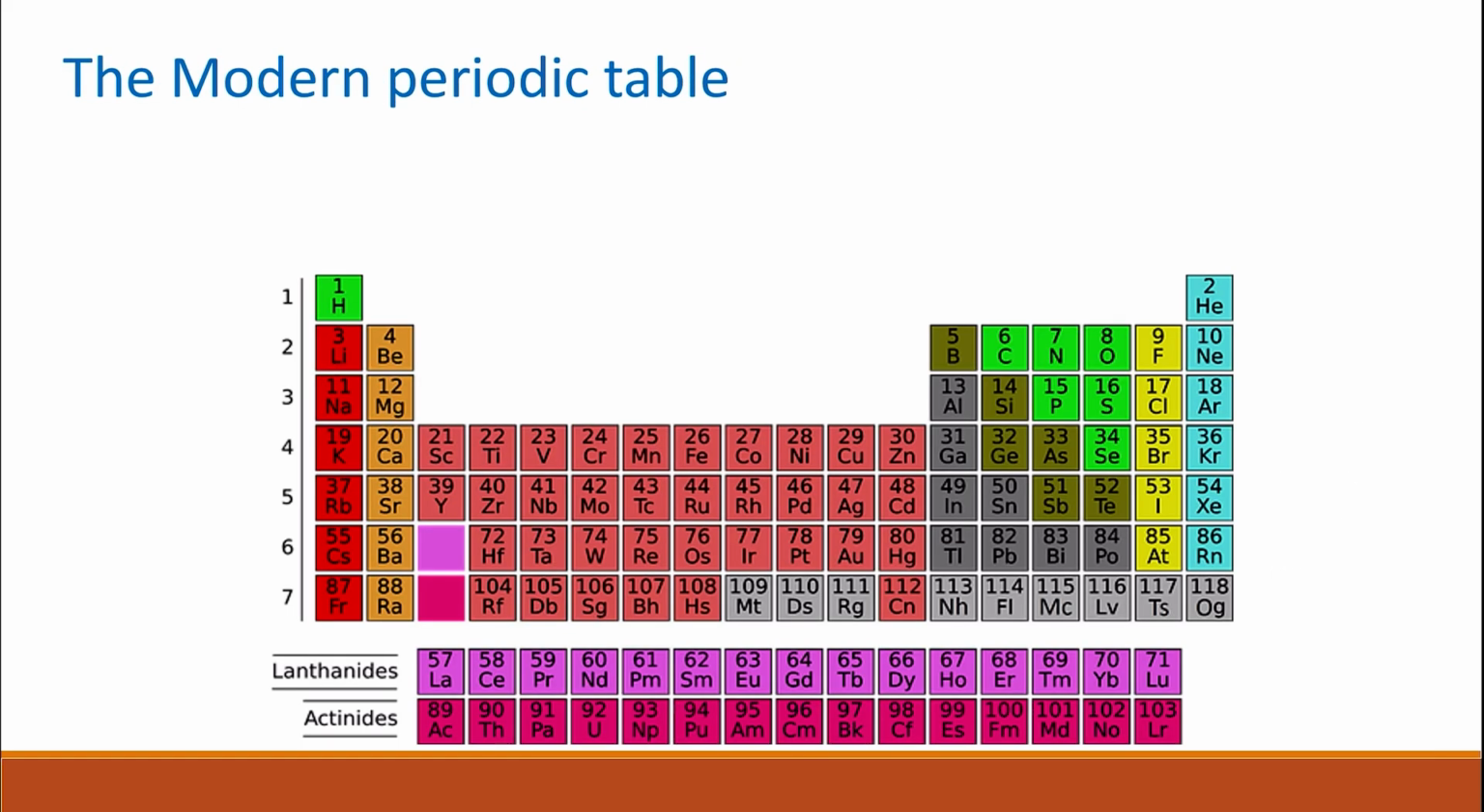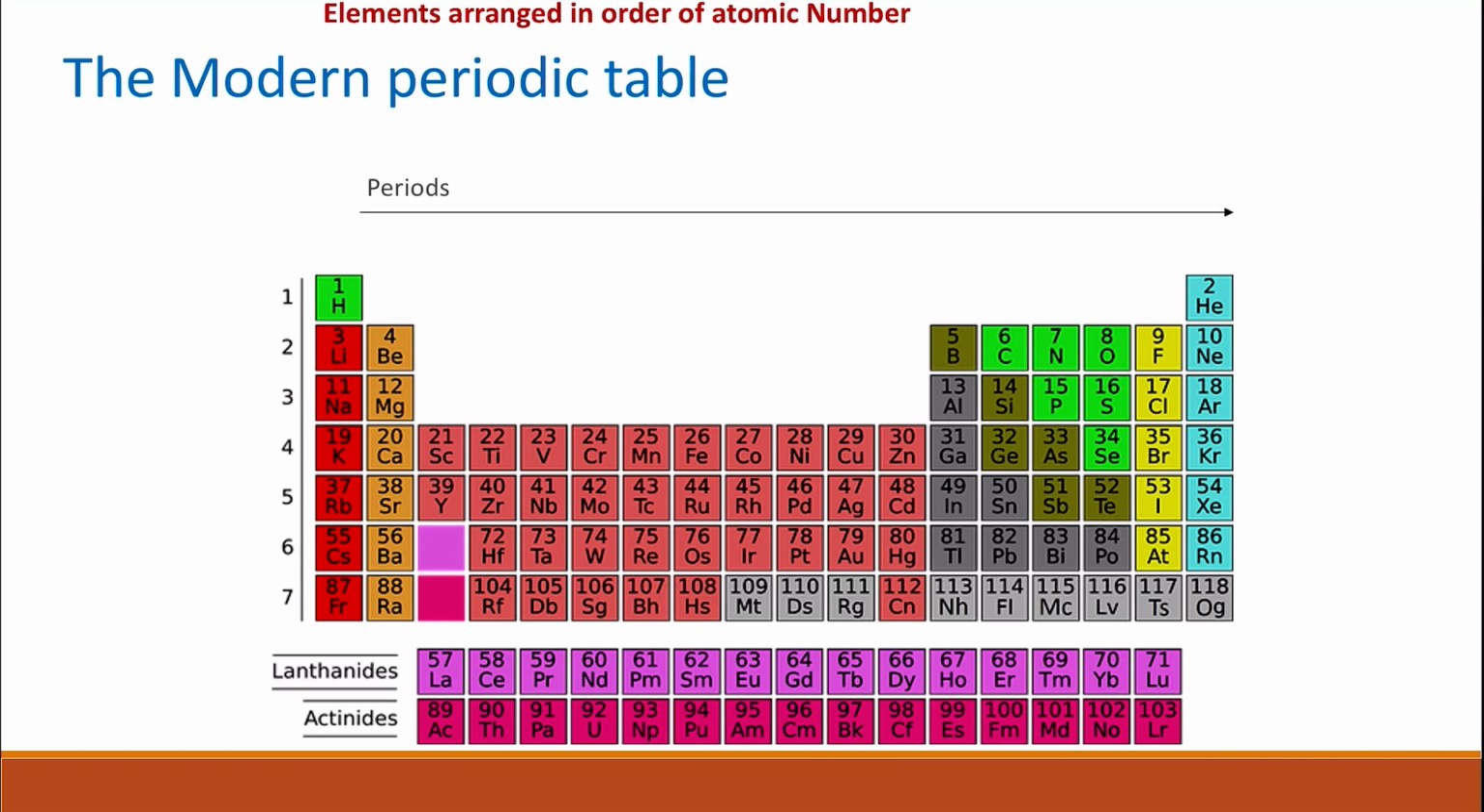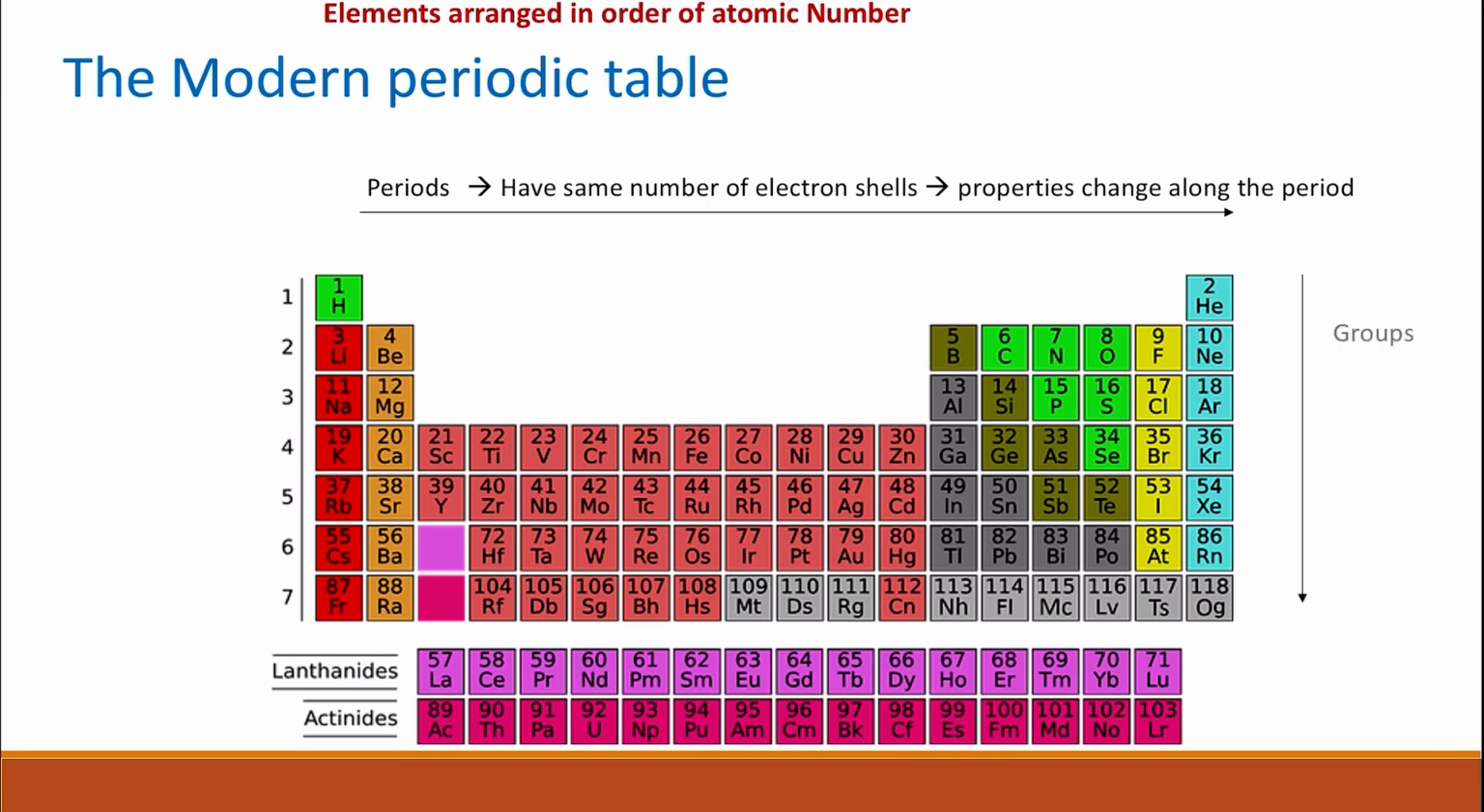And then the modern periodic table is different from Mendeleev's in the fact that elements are now arranged in order of atomic number, not atomic mass. They are arranged in periods, which are the rows, and the elements in the same period have the same number of electronic shells, but the properties change along the period. However, elements in the groups, which are these columns, have the same number of outer shell electrons, and they have similar chemical properties.